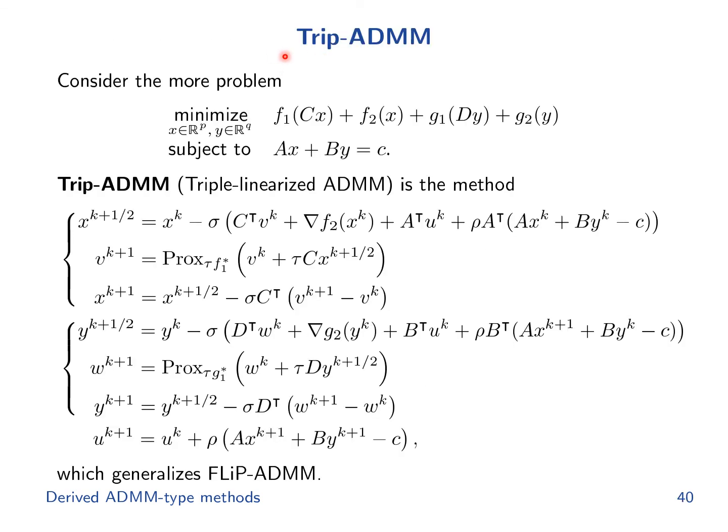The last method of this lecture is triple ADMM. It is short for triple linearized ADMM. It applies to this generalization where we have inserted matrix C in front of x in f1 and inserted matrix D in front of y in g1. f1 and g1 may not be differentiable, so this is not a trivial generalization. In triple ADMM, it accesses f2 and g2 through their gradients, and it avoids inverting anything involving A or A transpose, or C or C transpose.